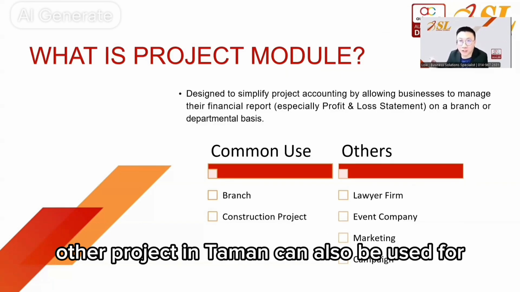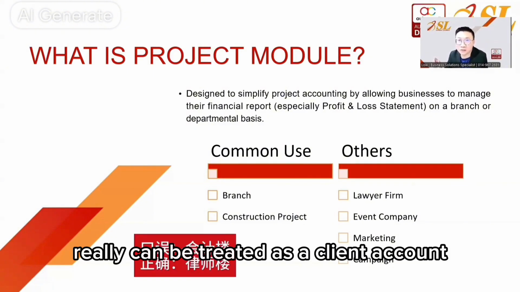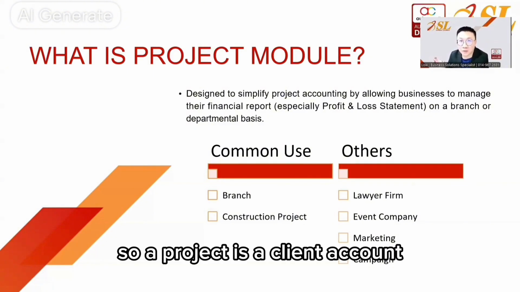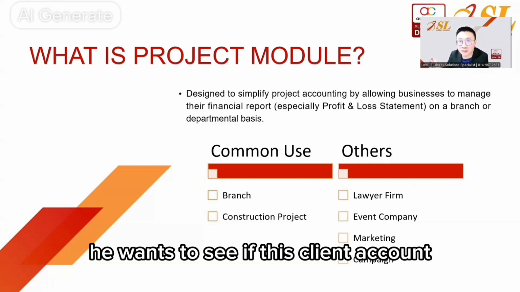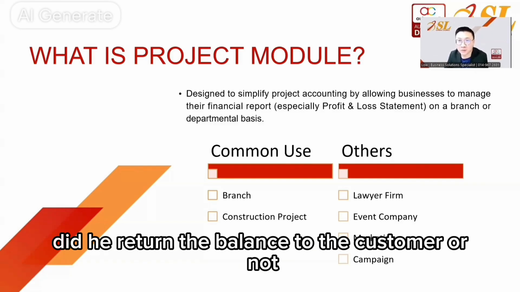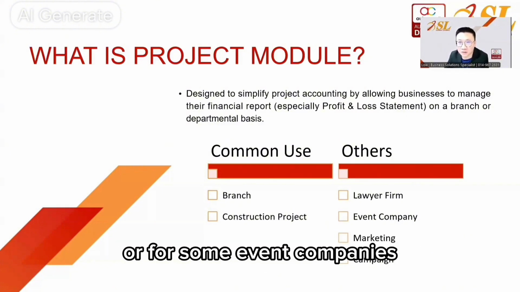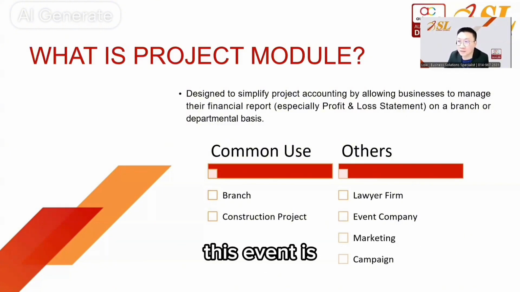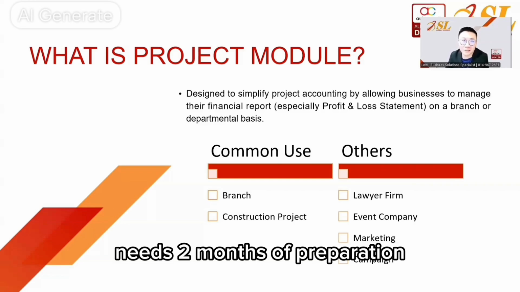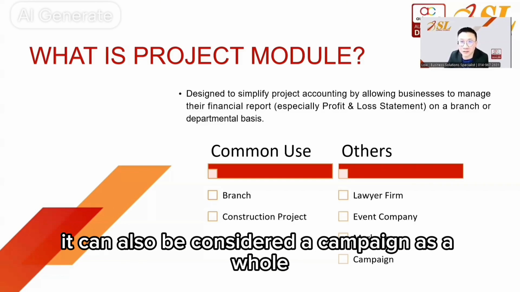So the project in Taman can also be used for some accounting firms, where it can be treated as a client account. So a project is a client account, and when the time comes, he wants to see if this client account, his project, is making money. Did he return the balance to the customer or not? It can also be handled as a project, or for some event companies, this event is 2 months, needs 2 months of preparation. Treating this event as a project is also possible. It can also be considered a campaign.